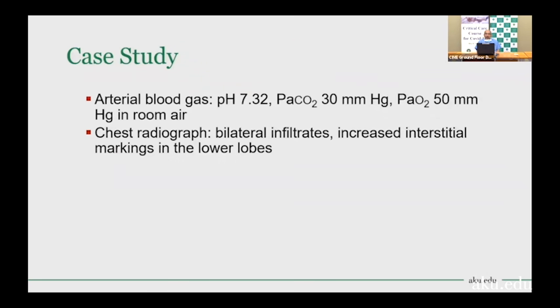So the same scenario I just discussed a few slides before: the way you do the blood gas, the pH is 7.32, the PaCO2 is 30 millimeters of mercury, and the PO2 is 50 millimeters of mercury, a bit high.